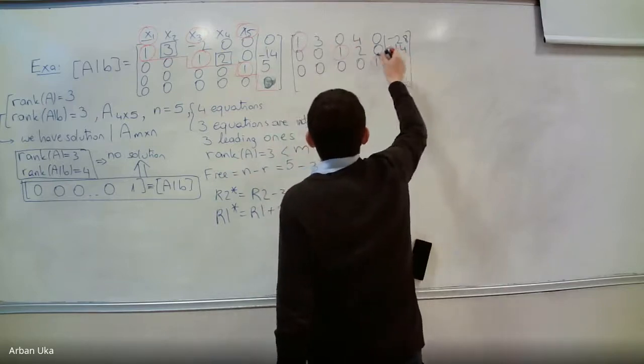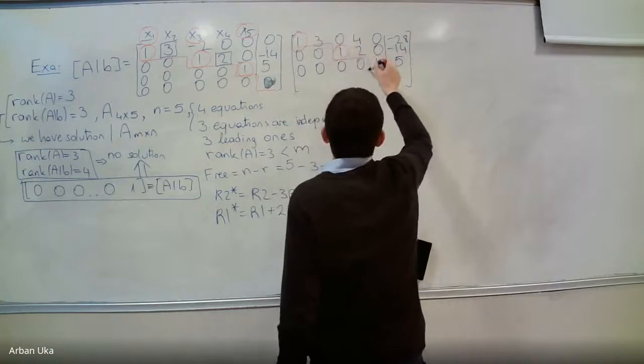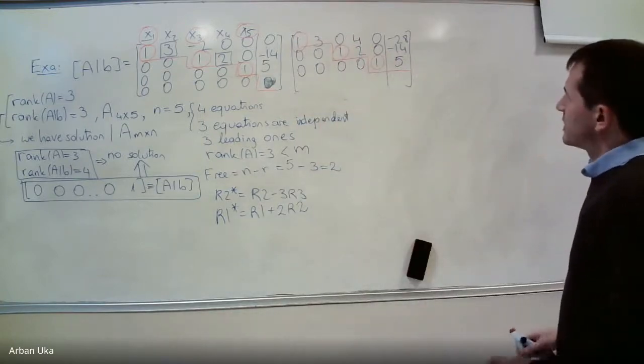Can we simplify this any further? It looks like no, because all the leading ones are alone in their own respective columns. So this is the best we can do.